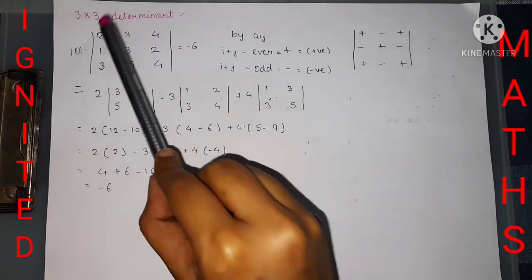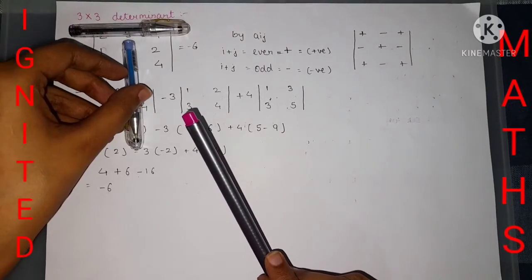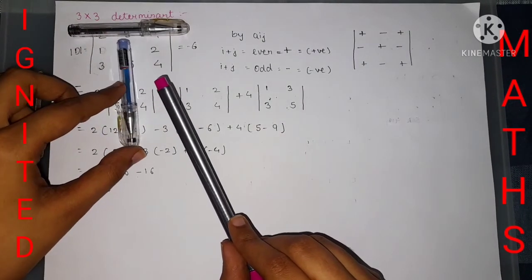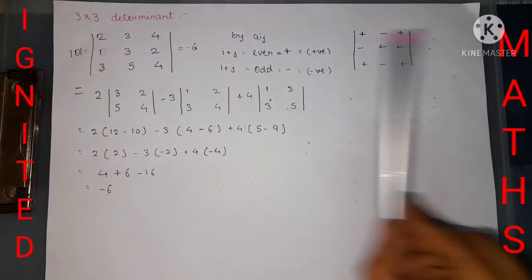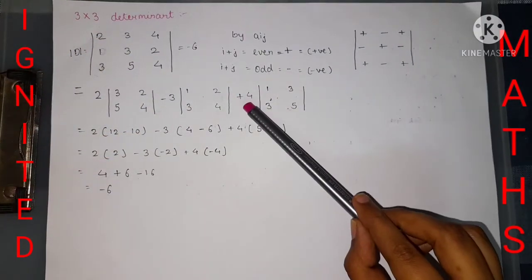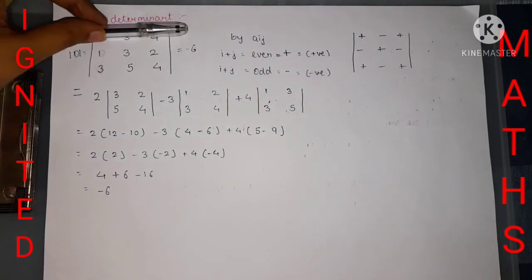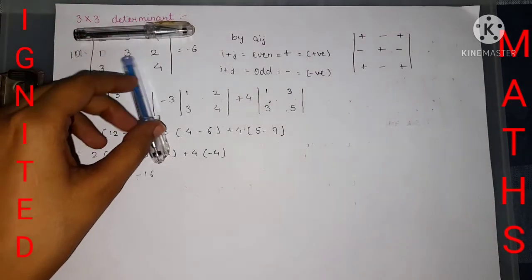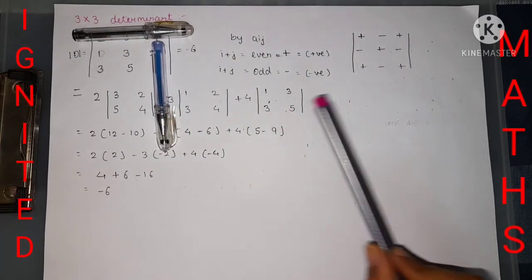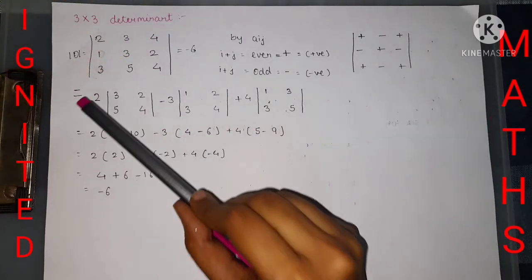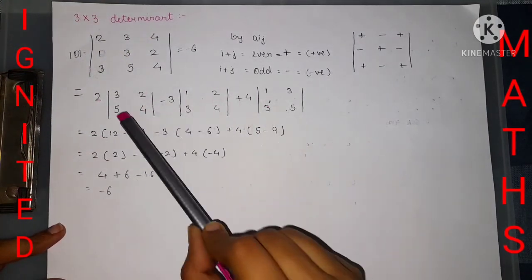So 3 is present in the first row and second column, so hide the first row and the second column. Now the 2x2 determinant occurs, so write it like this. Now the third element, that is 4, so write the element 4 with a positive sign, okay, positive sign. So 4 is present in the first row and third column. Now the 2 by 2 determinant occurs, so write it over here. Now we need to find the value of the 2x2 determinant in each case.